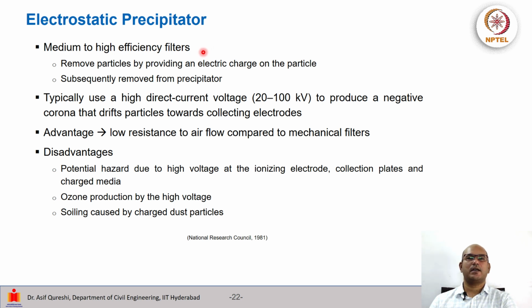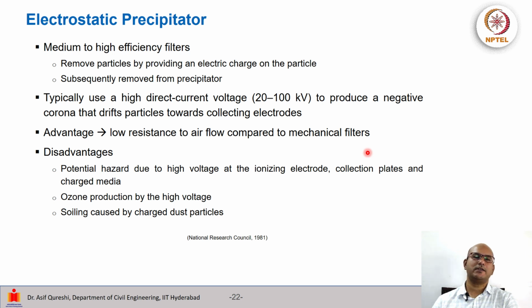Electrostatic precipitators are medium to high efficiency filters, and they remove particles by providing an electric charge on the particle, and then subsequently they are removed from the precipitator on the oppositely charged plates. Typically they use high direct current voltage to produce a negative corona that may drift particles toward the collecting electrodes. The advantage is that there is low resistance to airflow compared to a mechanical filter, because we have basically just charged the particle and we are letting the particle flow.